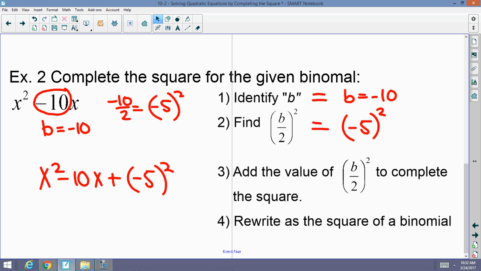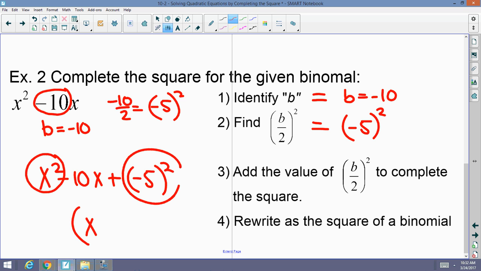And this is where I want you guys to really pay attention to what I'm saying. The best way to complete the square once you have it in this form is to do as follows. Take the square root of the first term. What's the square root of the first term? x. And what's the square root of the second term? Negative 5. And squared, and you're done.